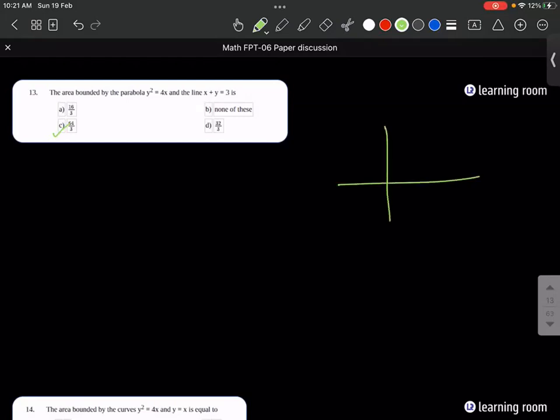So y square is equal to 4x will be a rightward parabola. X equal to 0, y is equal to 3, y is equal to 0, x is equal to 3. So this will be the curve. This is how you will get.